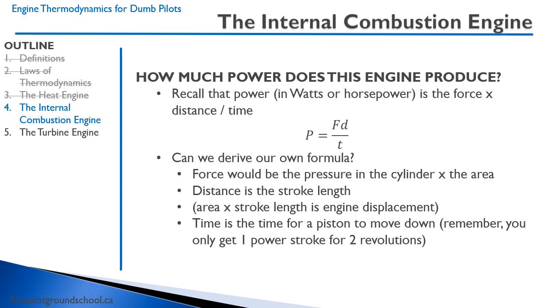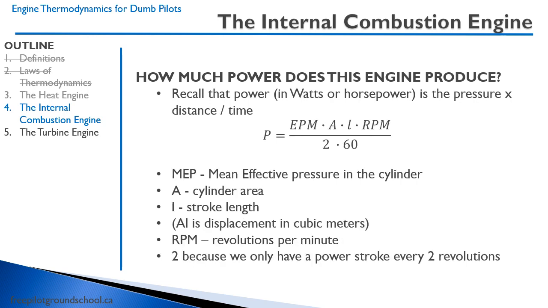Remember, you only get one power stroke for two revolutions. Okay. So you could have your power is your RPM times the area times your stroke length and times your mean effective pressure. Sorry, I said that backwards. So mean effective pressure, times your cylinder area, times your stroke length, times your RPM.